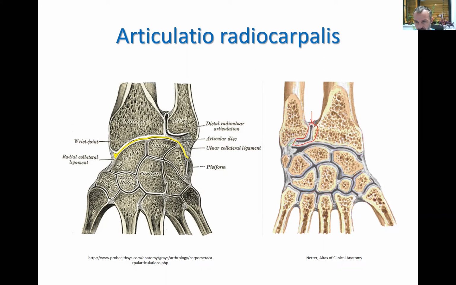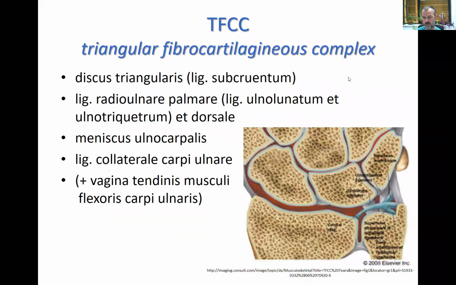Then this is the disc. And here we have the radiocarpal joint. And then we will have the medial carpal joint in here. So that's the sequence of these joints.